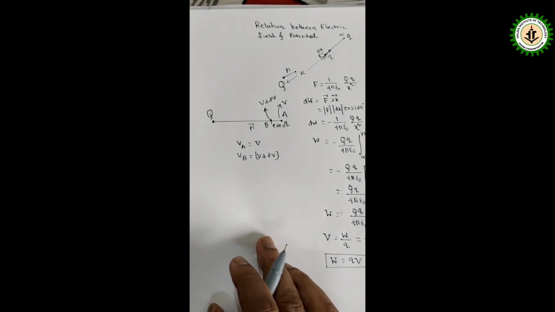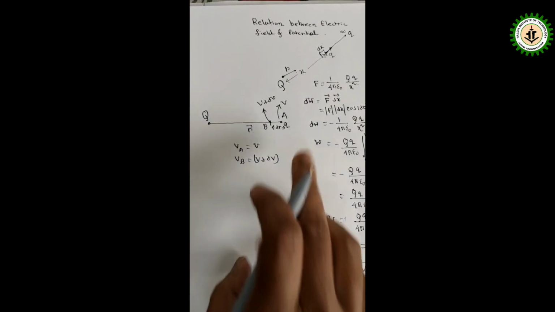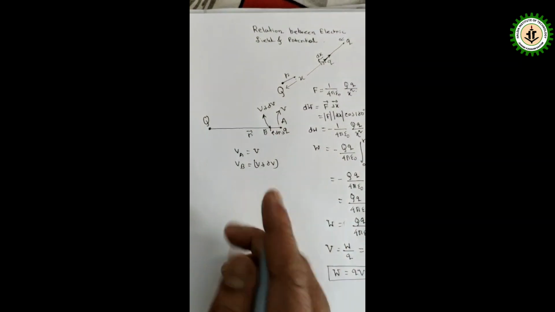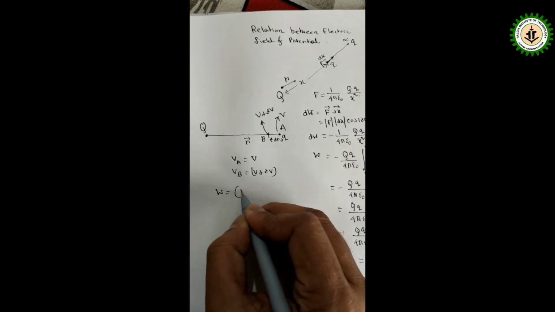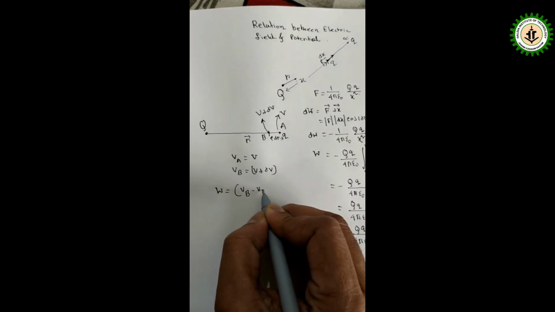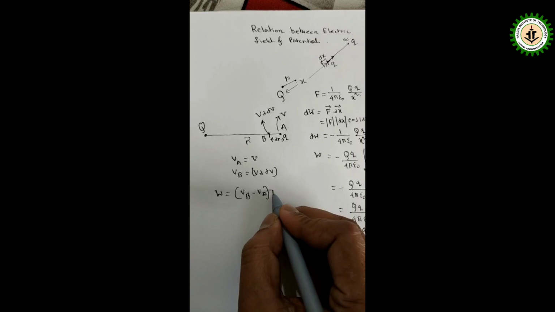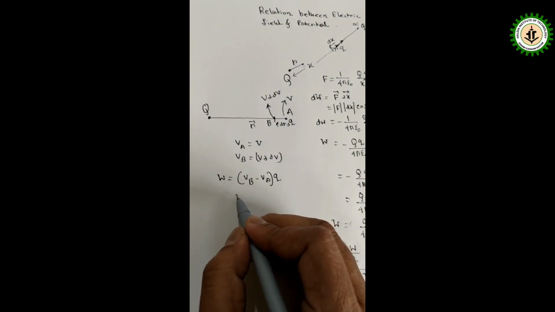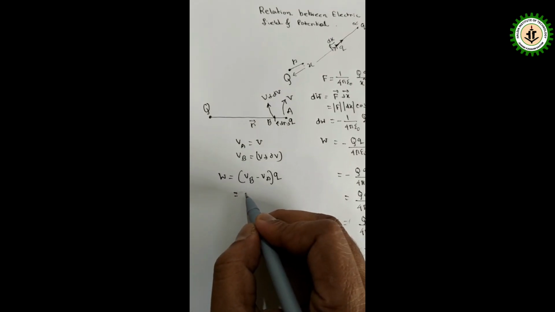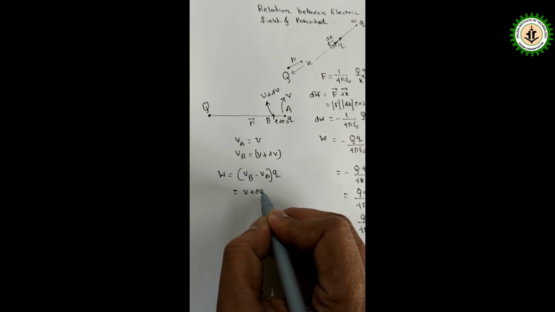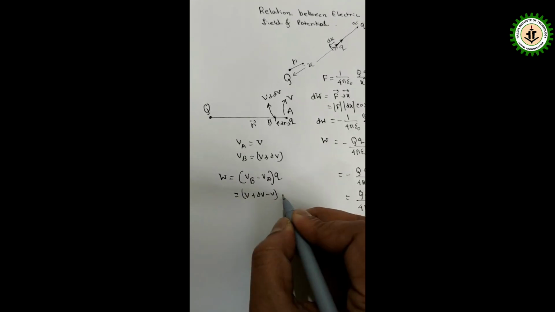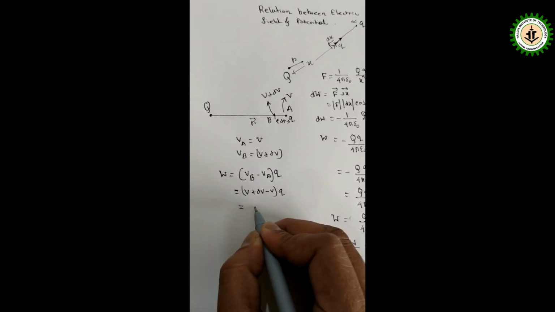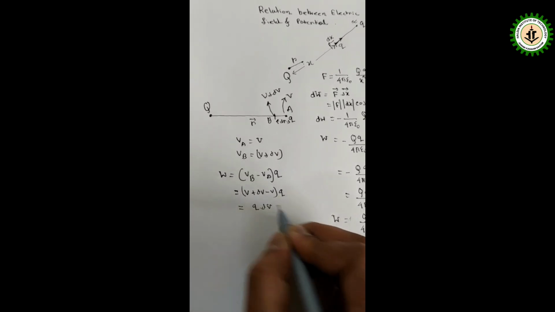Now if I calculate the work done to bring the charge q from point A to point B, the work done is nothing but the change in potential. So what is the change in potential? VB minus VA, multiplied with the charge q, which moves from point A to B. And already I know the potential at point B equals V plus dV, minus V, into q. So the net work done equals q into dV.